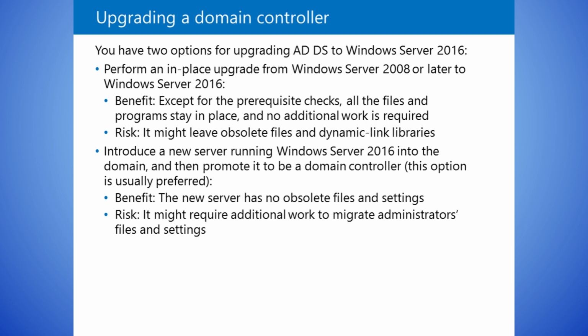To introduce a clean installation of Windows Server 2016 as a domain controller, perform the following steps. 1. Deploy and configure a new installation of Windows Server 2016, and then join it to the domain. 2. Promote the new server to be a domain controller in the domain by using Server Manager or one of the other methods described previously. 3. Update the client DNS settings that refer to the old domain controllers to use the new domain controller.